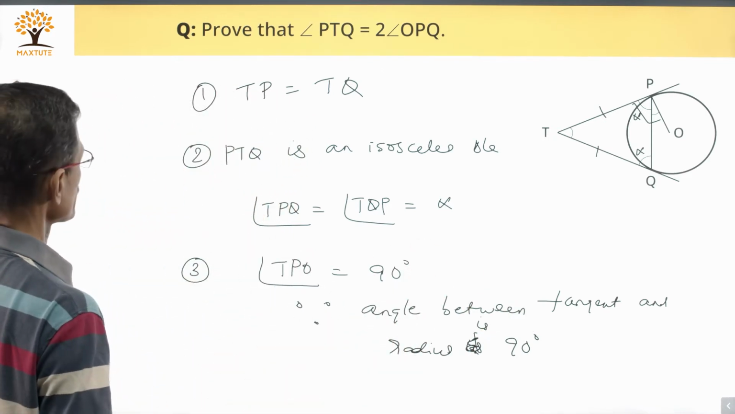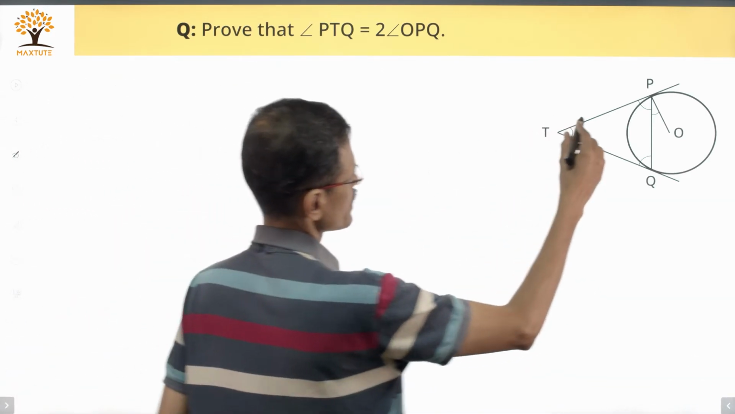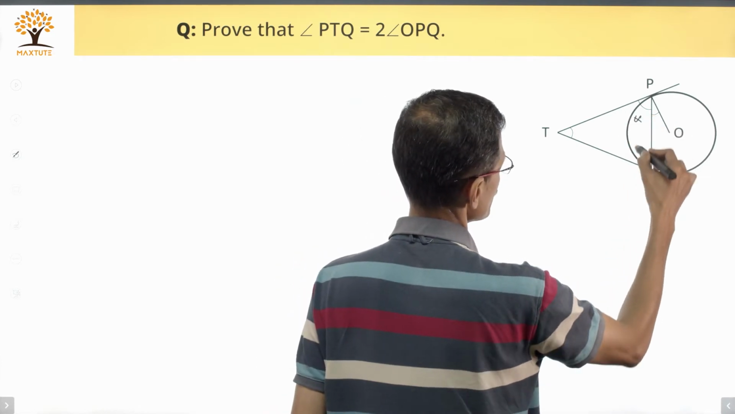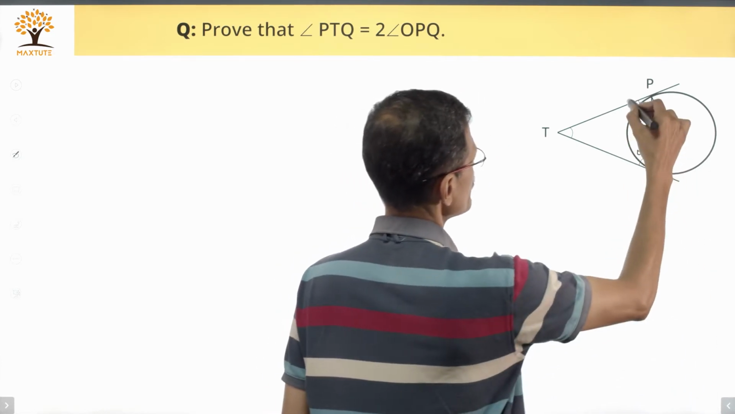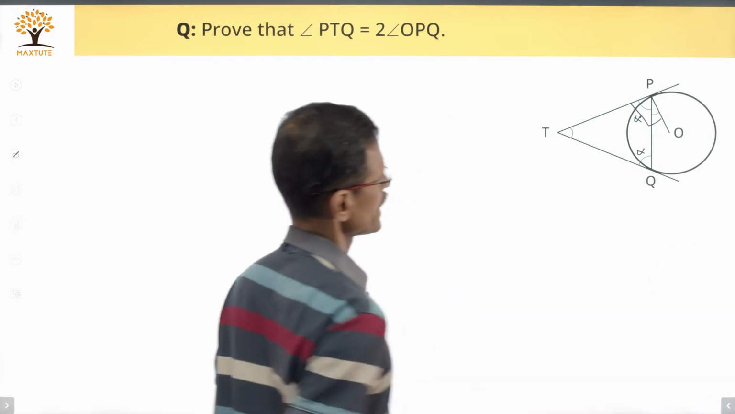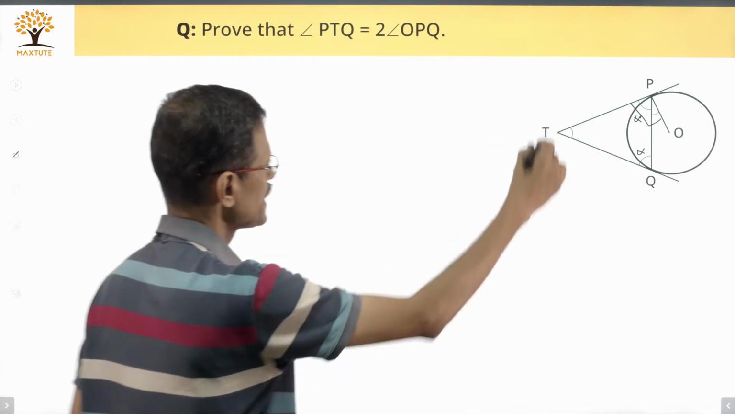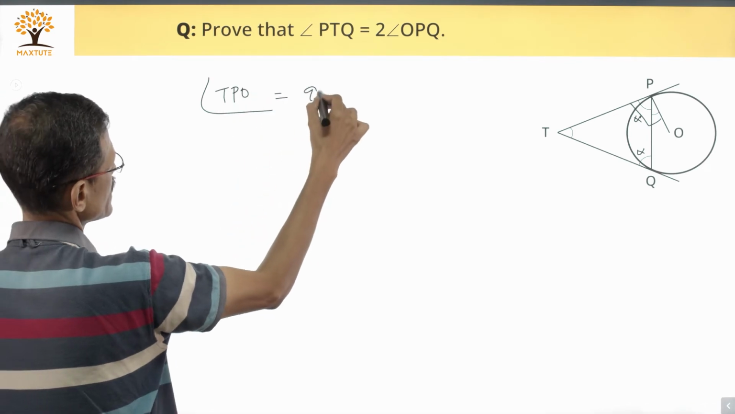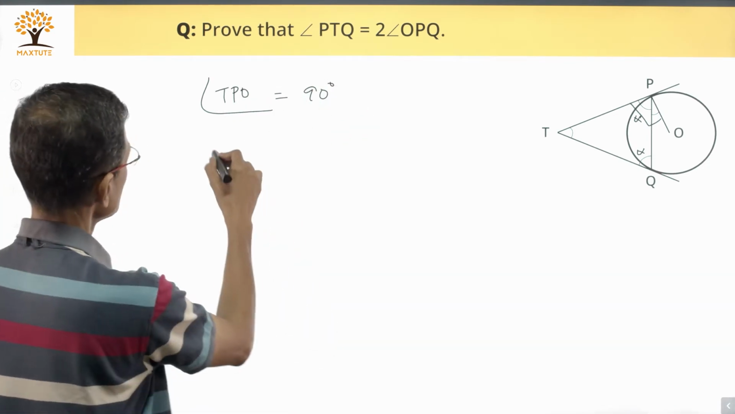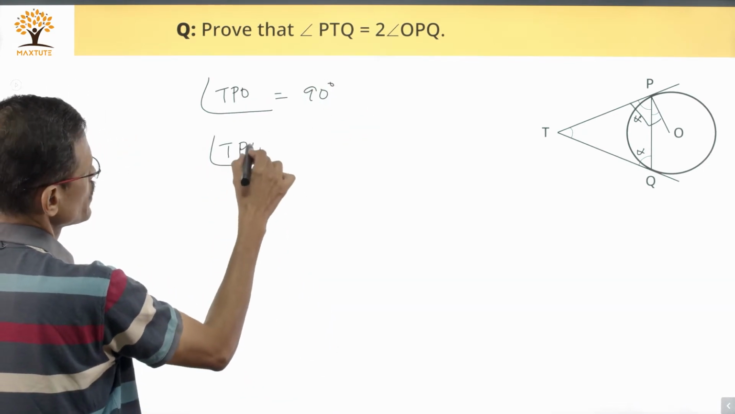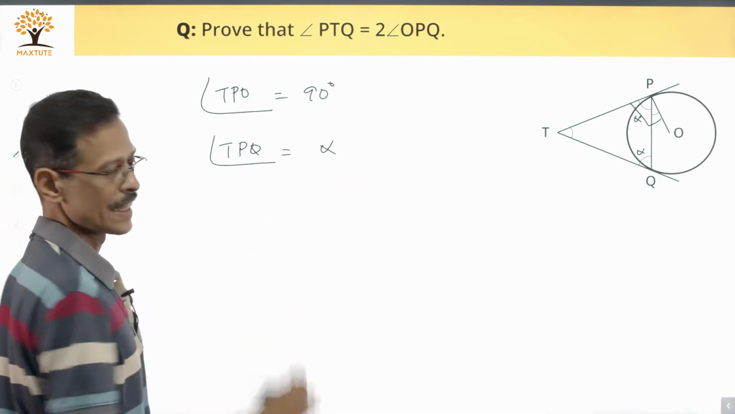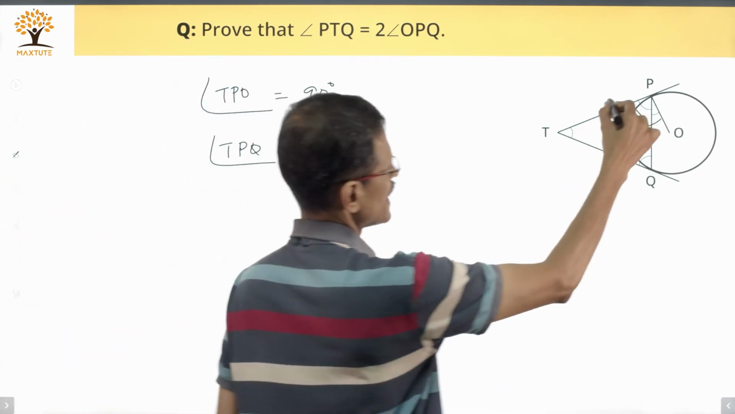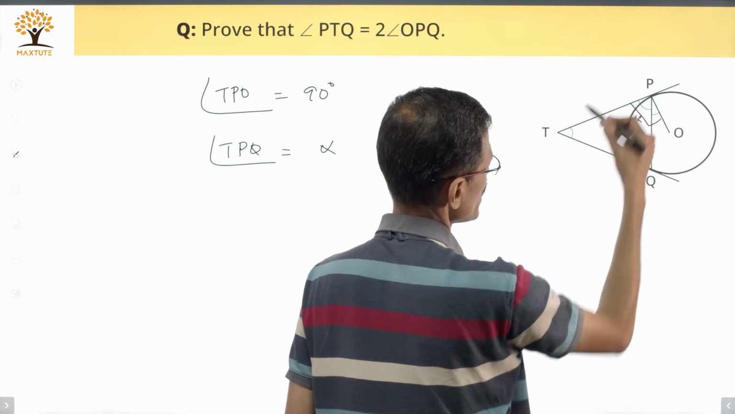Let us go back to the next slide, right? We have established a lot of things. We have said this angle is equal to alpha, this is equal to alpha. We know this entire angle, angle TPO, is equal to 90 degrees. We have established it. Angle TPQ is equal to alpha, the name that you have given to it. So, this entire angle is 90 degrees, of which this portion alone is alpha.